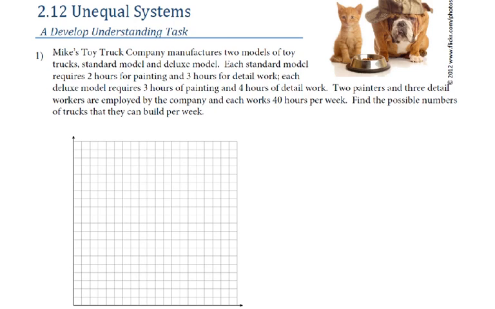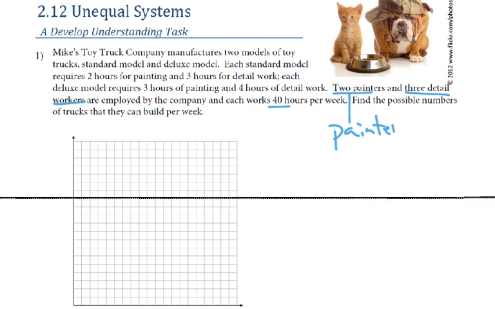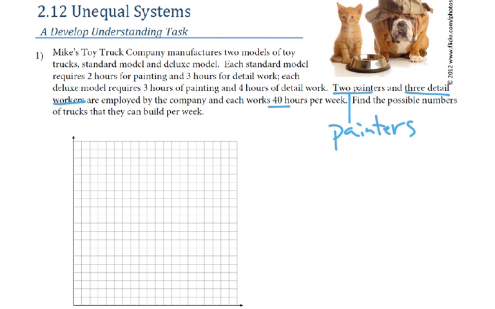So, we've got to figure out how we can get this to work, right? So, we've got 2 painters, 3 detail workers. They each work 40. So for painters, we've got 80 hours total, right? The detail workers, there's 3 of them, so 120 hours. So now we're looking at this.